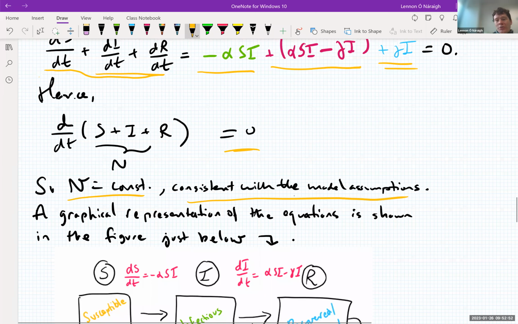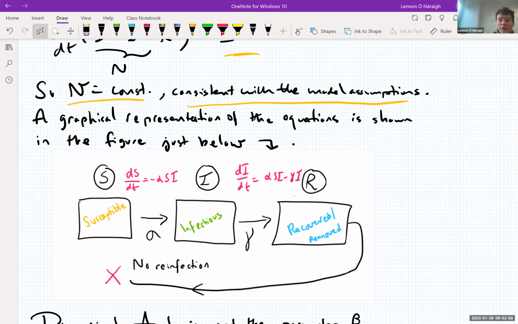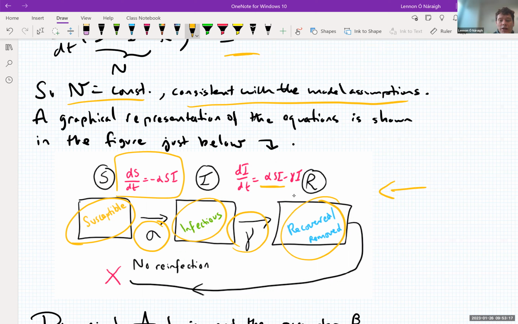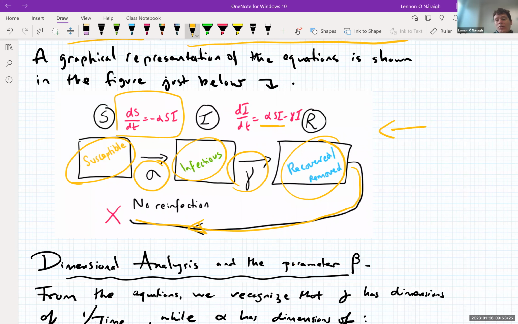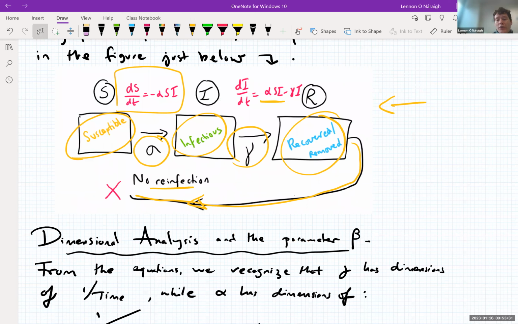And those arrows that I showed you, corresponding to the movement of people between the different compartments, we again represent graphically here. So we have the susceptible compartment, and people are leaving the susceptible compartment at a rate alpha, and this is the equation. The infectious compartment, people are entering at the rate alpha and leaving at the rate gamma and going into recovered. And there's nothing from recovered back into susceptible in this simple model because we're assuming no reinfection. And of course, in other models where you want to try and describe diseases that are endemic, you would allow for the possibility of reinfection.